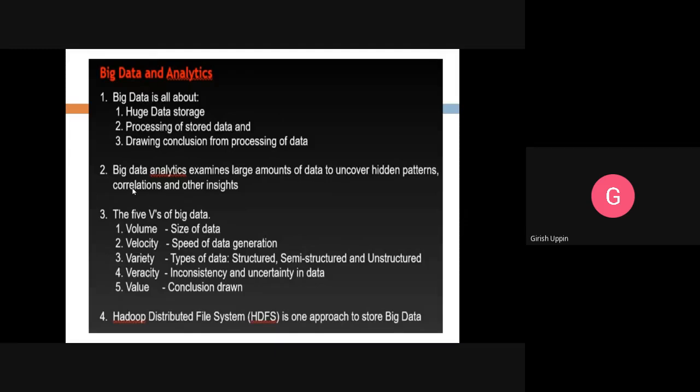It goes by the problem statement. What is your problem statement? What things do you want to analyze? So maybe a lower temperature and a higher level of water, there might be some kind of relation. Or for temperature and humidity, there might be some correlation. So those kinds of correlations, hidden patterns, or other insights we can get from doing analytics on that particular stored big data.